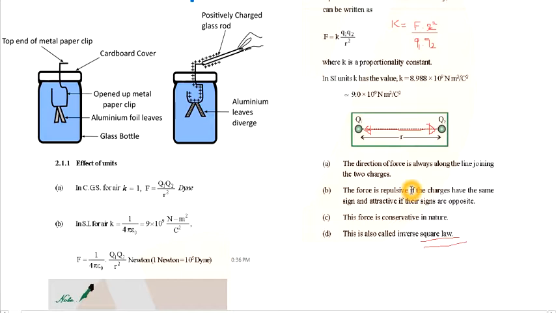Our second point: if the charges are of the same sign, they will repel each other, and if they are of opposite sign, they will attract each other. Our third point is that this force is conservative in nature. And our fourth point is that this is also called the inverse square law. It is very important, so remember this.